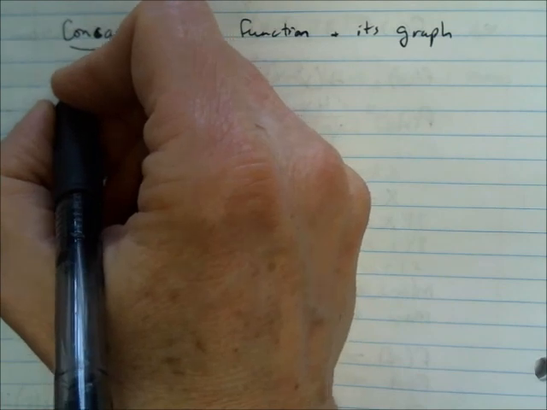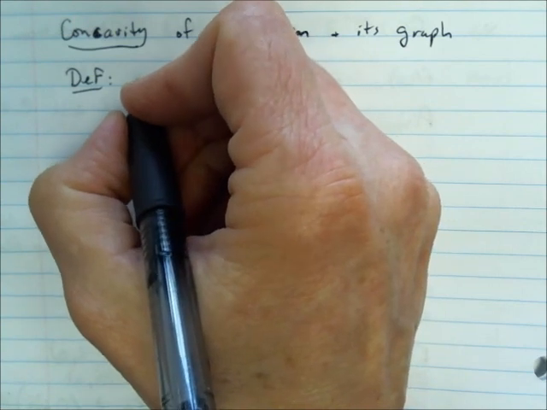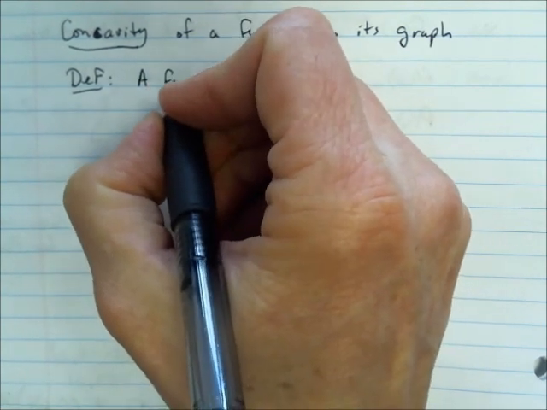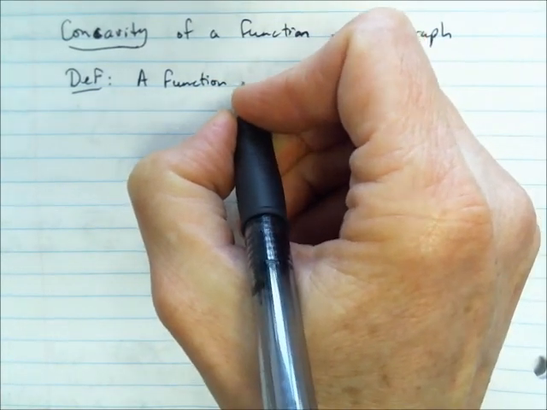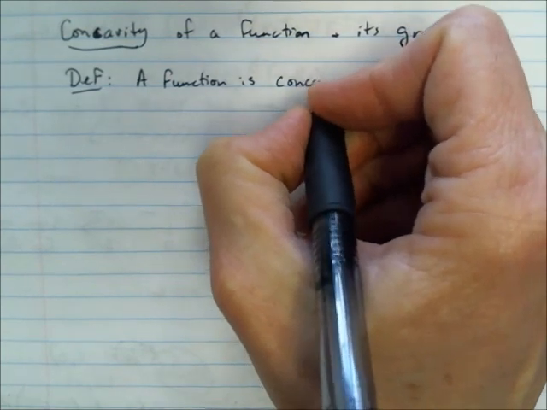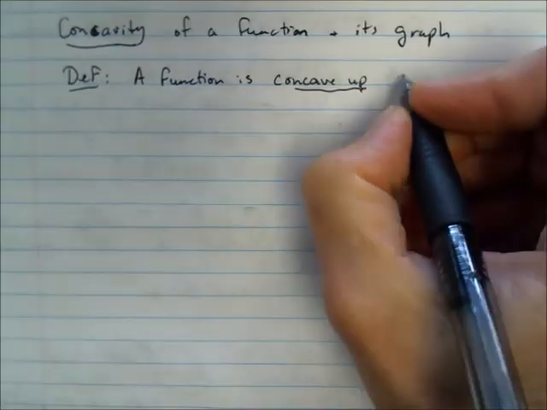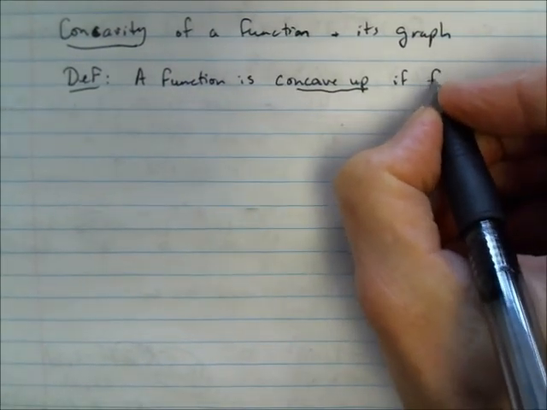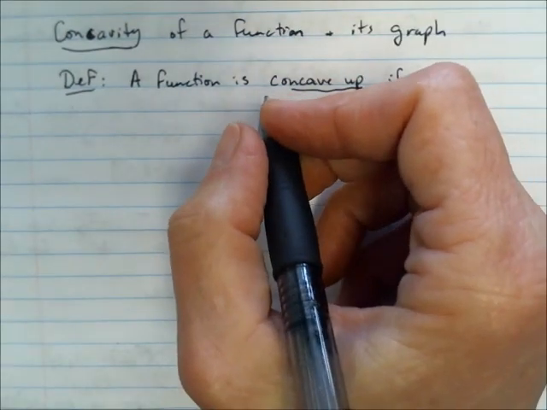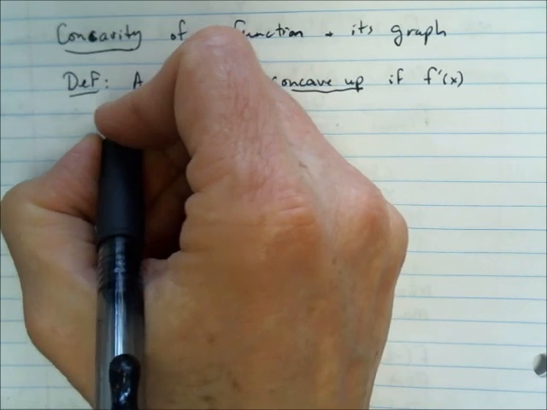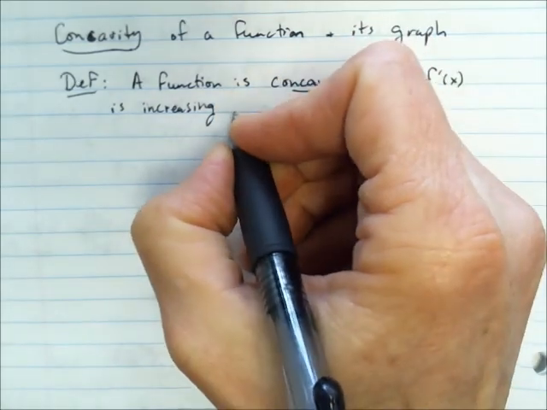So first of all, the definition of concavity: a function is either concave up or concave down. So a function is concave up if the first derivative of the function, f prime of x, is increasing on an interval.